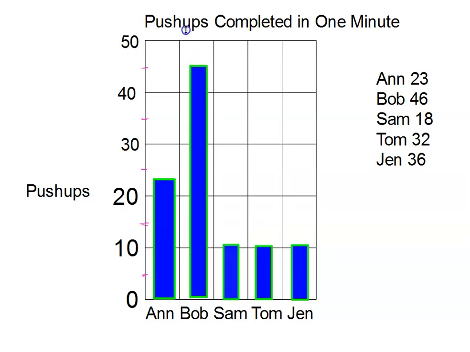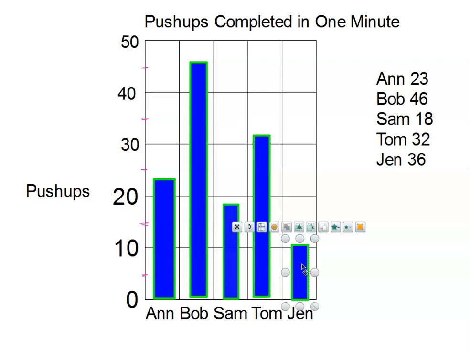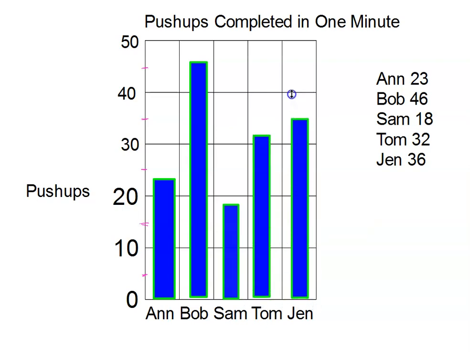Over the 45, just a little bit. Sam's 18. Over 15, almost to the 20. But I don't want to quite get up into the 19 range. Tom's 32. 10, 20, 30, 31, 32. And Jen is 36, so she's going to be a little bit above the 35, maybe something like that.